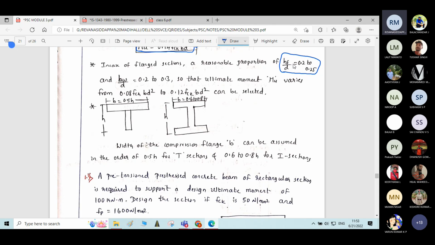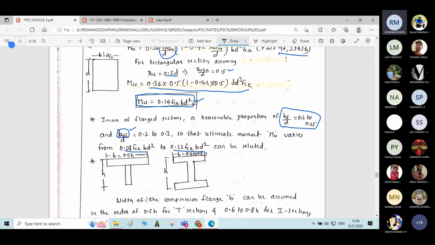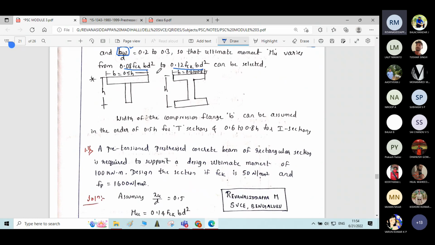Coming to deciding the width of web, bw, this is selected between 20 to 30% of effective depth, or 0.2 to 0.3 times d, so that the ultimate moment Mu varies from 0.08 fck b d square to 0.12 fck b d square. For rectangular sections, we will consider Mu equal to 0.14 fck b d square. For I section or T section, we will consider from 0.08 to 0.12 fck b d square. Generally, we will consider 0.10 fck b d square.